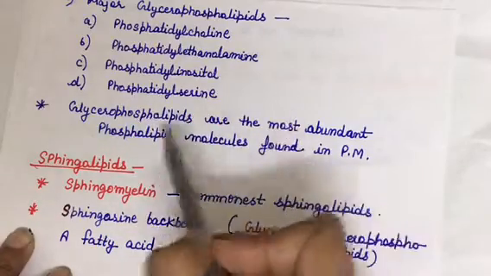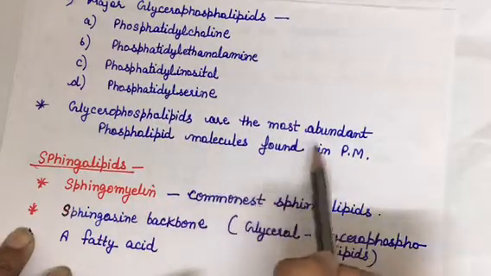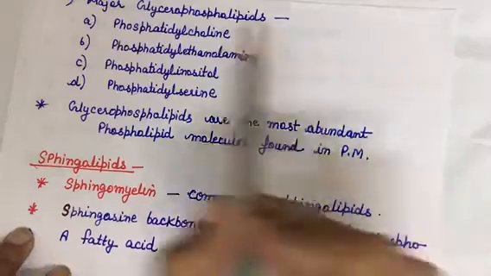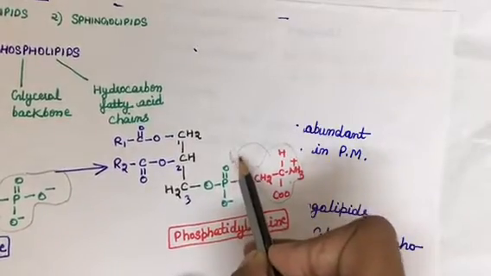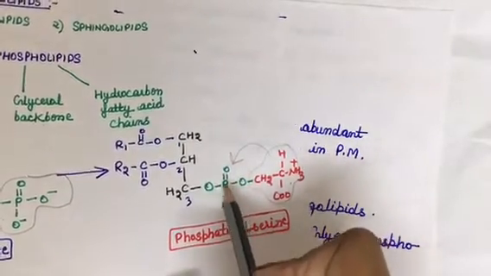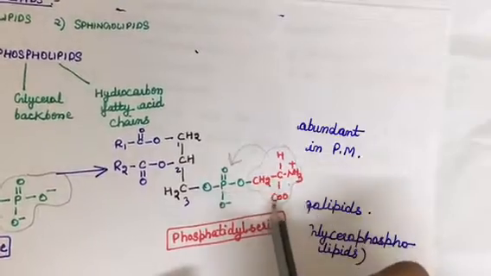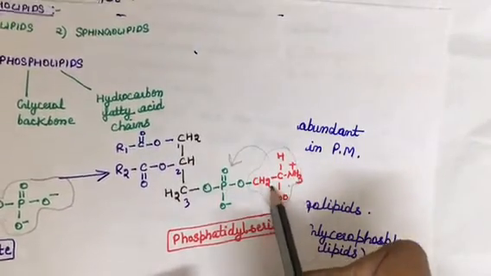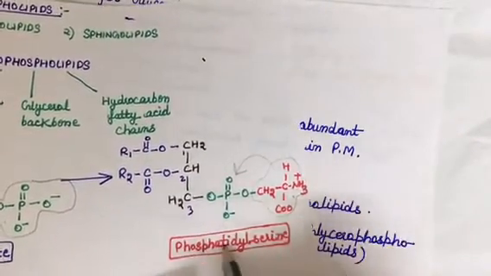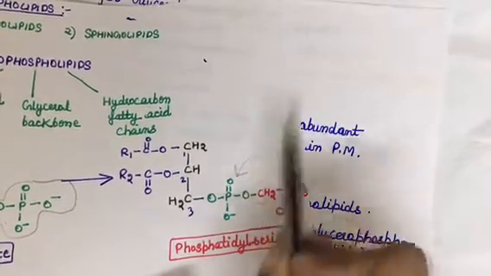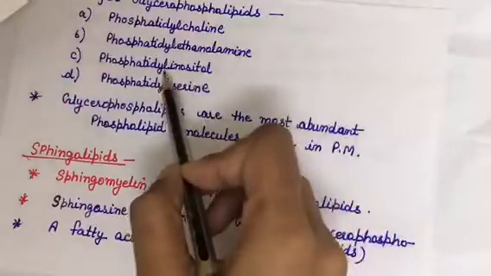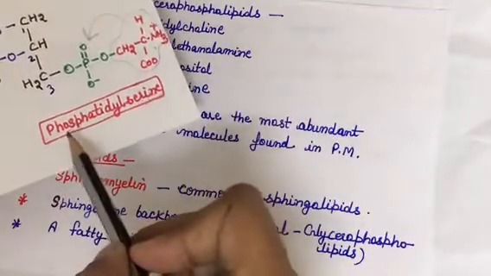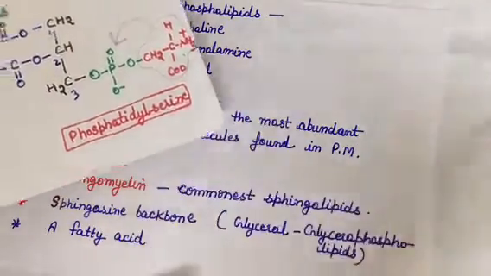Glycerophospholipids are the most abundant phospholipid molecules found in the plasma membrane, right? So in this case, I have shown that it is phosphatidylserine because serine is getting attached to this phosphate head group. If serine is not attached here, if it is choline, then we will call it phosphatidylcholine. If it is ethanolamine, then we will call it phosphatidylethanolamine, right? If it is inositol, then we will call it phosphatidylinositol.